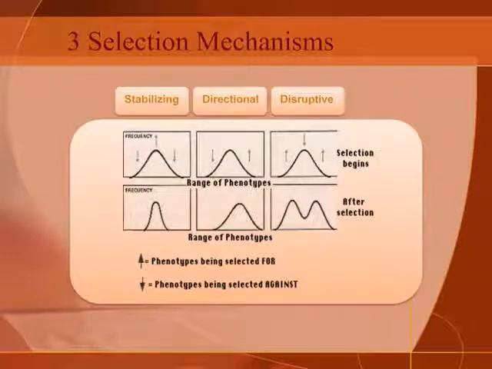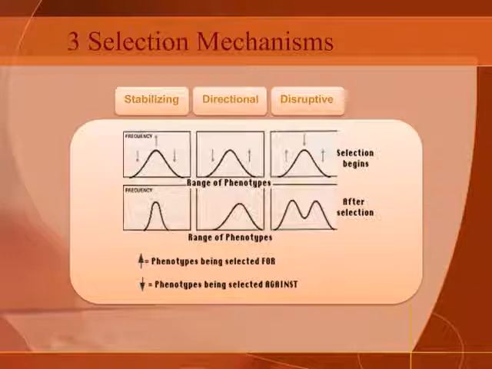Now, when natural selection occurs, it can take place in 3 different mechanisms. These 3 mechanisms are illustrated for you on your graphic organizer. So please carefully look at the diagrams and make sure you understand the explanation.